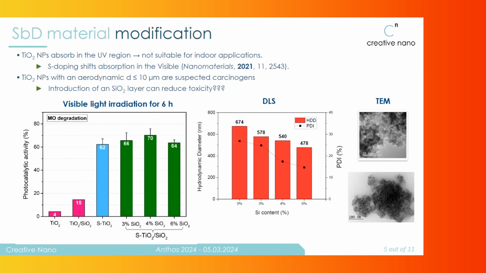For the first one, we had already been developing sulfur-doped titanium oxide nanoparticles, pushing the absorption towards the visible. You can see here in the graph, TiO2 is not photocatalytically active based on a standardized test under visible light irradiation for the degradation of an organic dye, which is the testing molecule. Whereas the sulfur-doped titanium oxide nanoparticles are rather active, we get 62% activity.